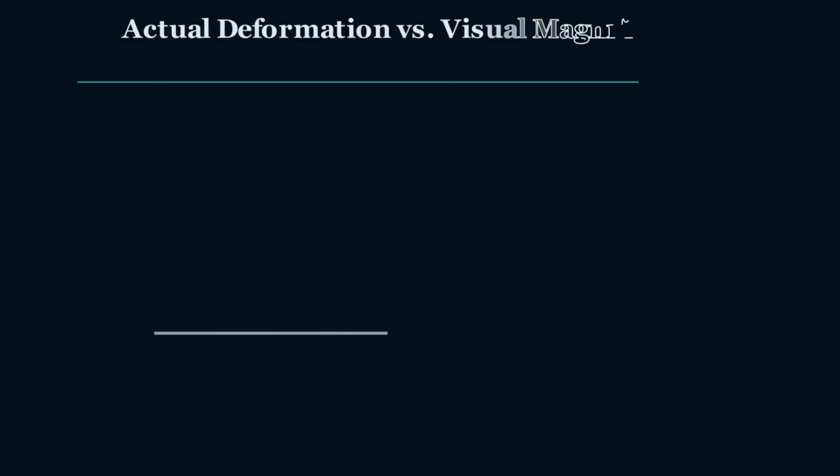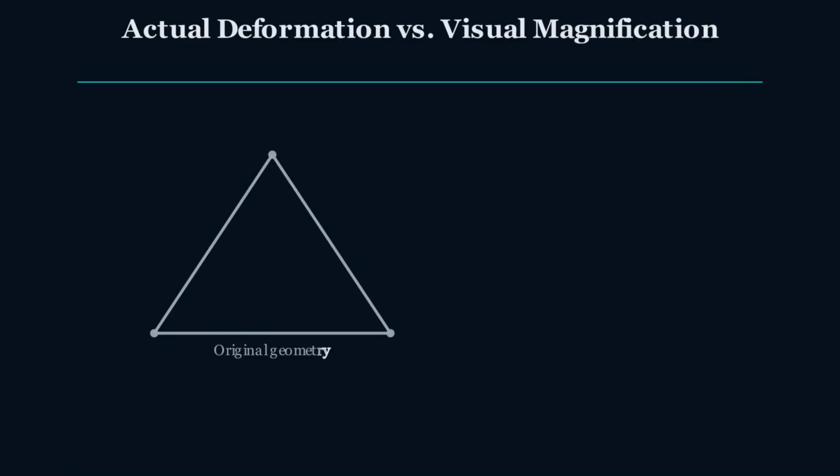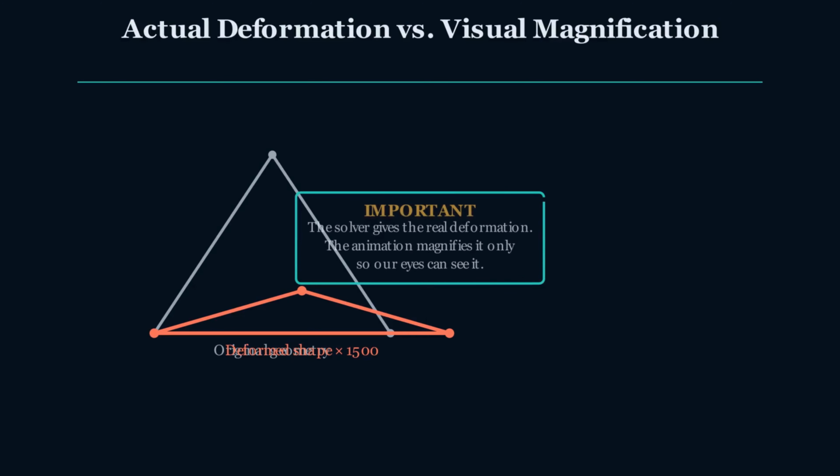Now we can visualize the deformed truss. The actual displacement is extremely small compared with the size of the structure. For node 3, the displacement magnitude is only about 0.780 millimeters. If we drew that deformation without magnification, it would be almost impossible to see. Therefore, the displayed deformation is multiplied by 1500 only for visualization. The finite element result itself is never changed.